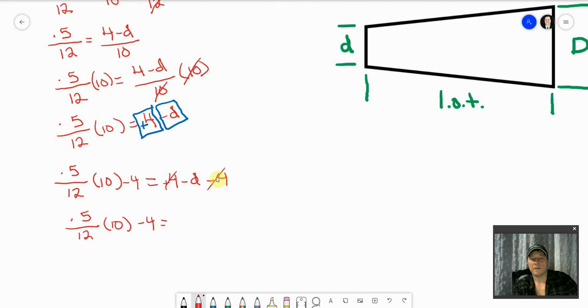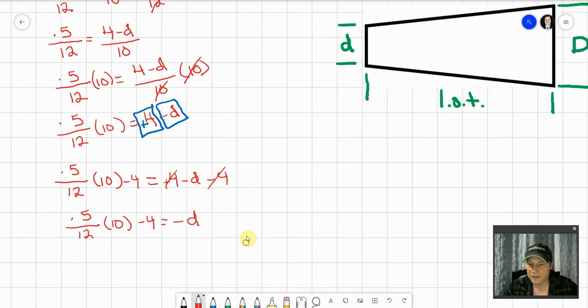What does it equal? What am I left with? Negative d. Thank you. That negative sign belongs with that d. So the very first thing you should notice is that what you're trying to solve is a negative number. Our small diameter can't be a negative number. But let's go through the motions. Let's solve this so that we can get the answer.